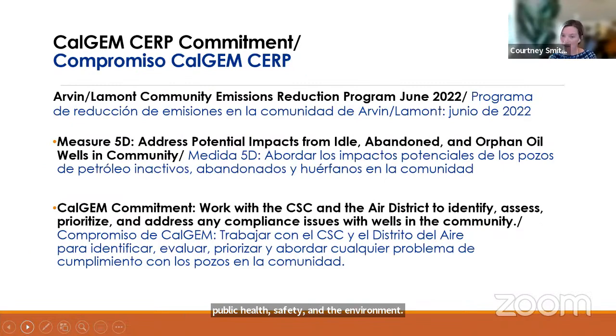We'll remind folks of the measure identified in the Arvin Lamont Community Emissions Reduction Plan. So specifically, I know Amy referenced it, it's measure 5D. Really, that measure, as you all know, is focused on addressing impacts from idle, orphaned, and abandoned oil wells in the community boundary. And in response to that measure, CalGEM committed to working with the steering committee and the Air District to identify, assess, prioritize, and address compliance issues with wells. So we're really looking forward to this conversation today that's focused on our efforts to do just that. All right, let's go to the next slide.